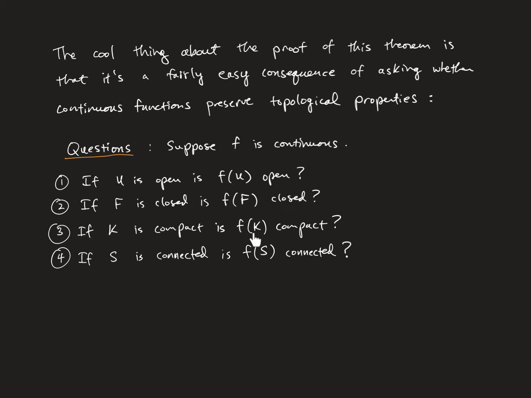If K is compact, is f of K compact? And finally, if S is connected, is f of S connected? These are some fairly natural questions to wonder about once you have the concepts of continuity and these various topological things: open, closed, compact, connected. Once you have them all available to you, these are fairly natural questions to present themselves.